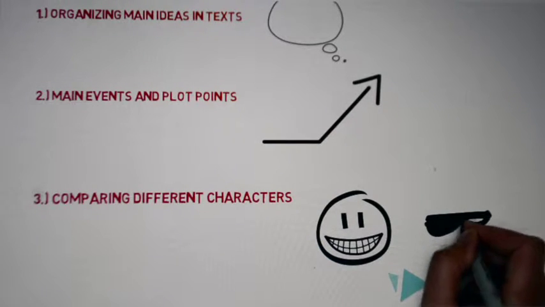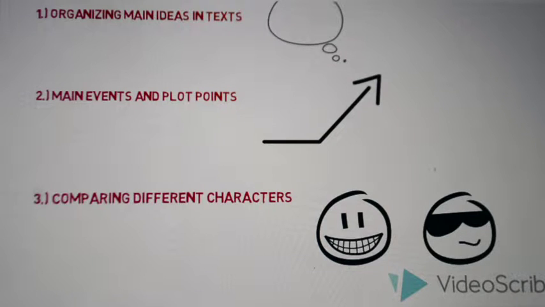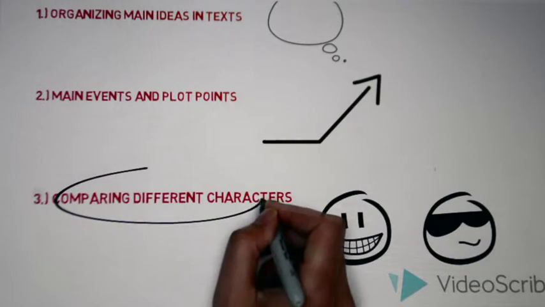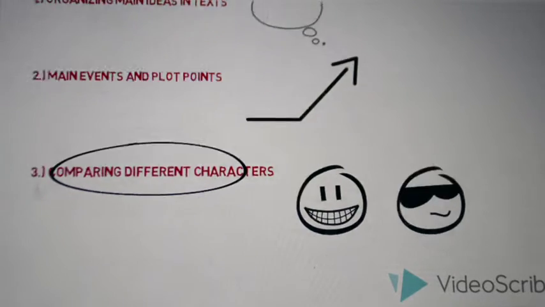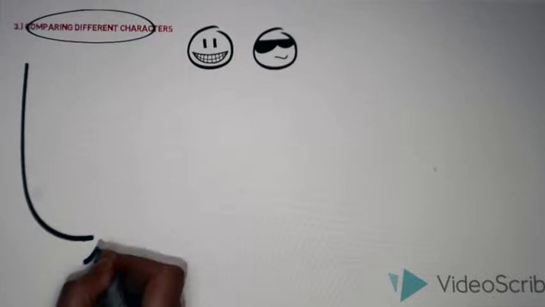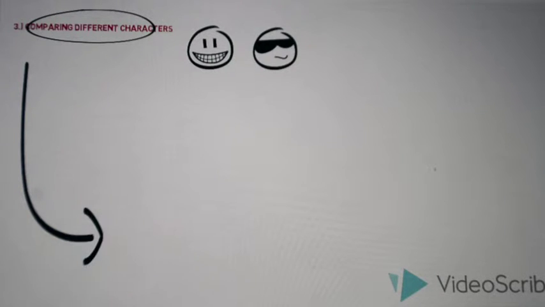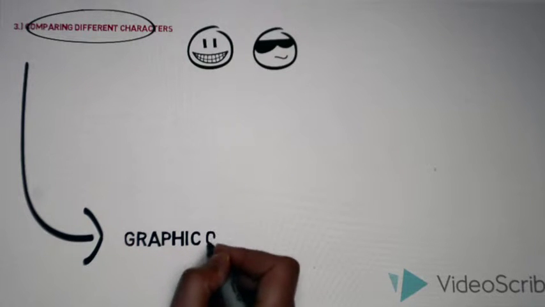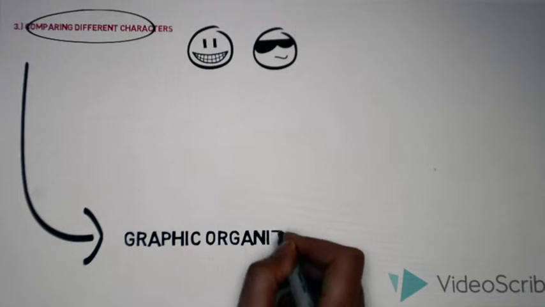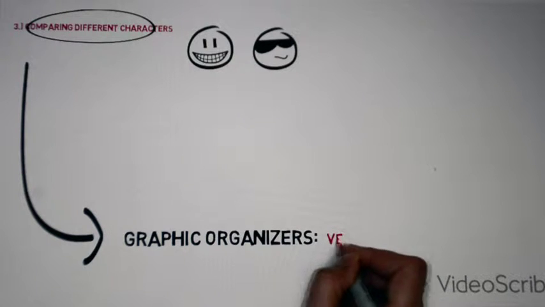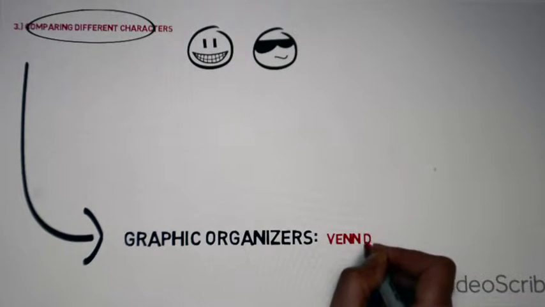Now, this third one, comparing different characters, is where I'm going to use the example of how a teacher can help to assist a student in organizing the concepts of a novel. So we're going to be looking specifically at comparing different characters. A tool that works really well for comparing characters in a novel is a graphic organizer. Specifically for this, we're going to look at a Venn diagram.